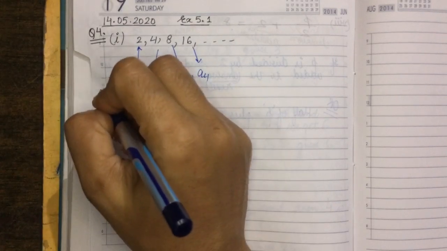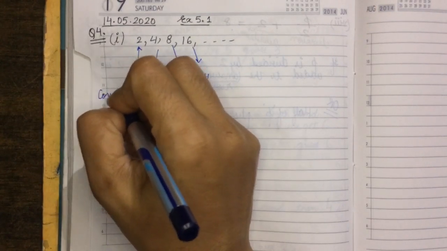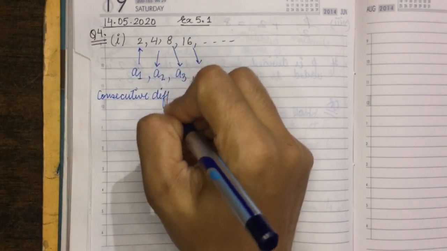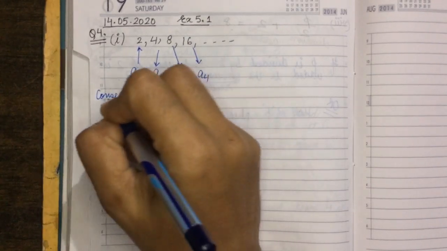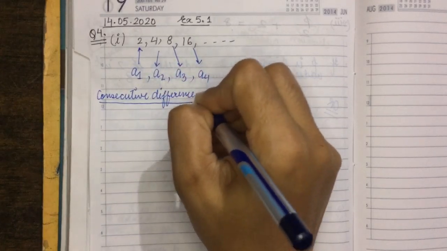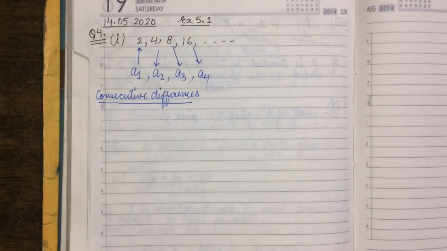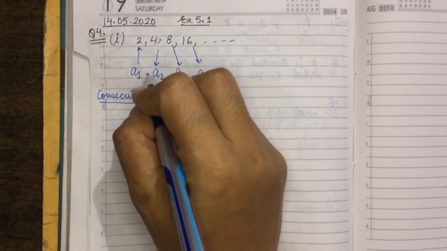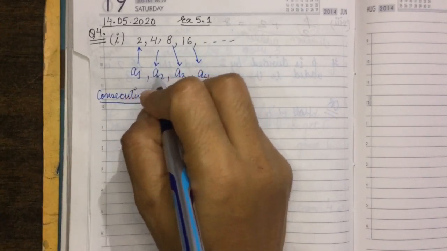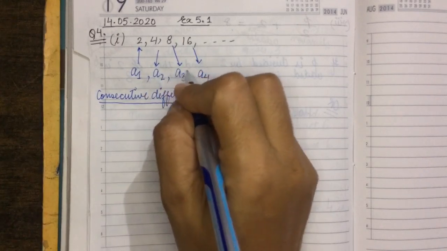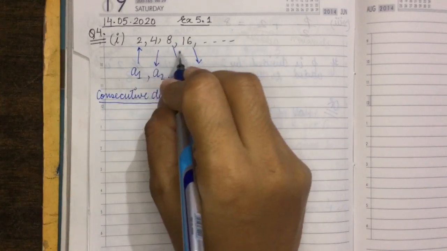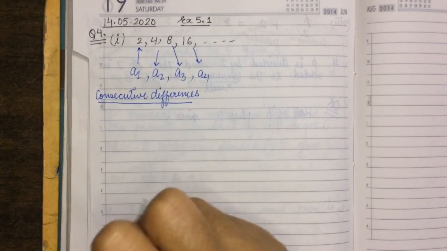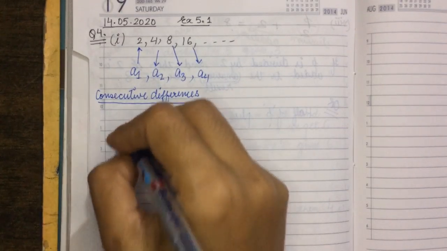I'm going to find out the consecutive differences now. This is the only way where I can find out whether the sequence forms an AP or not. So to find out the consecutive differences, I will be taking the terms in pairs. First with second, second with third, third with fourth. Although you can look at the sequence and tell whether it's an AP or not, in exam you have to write this down. So this is how you will do it.